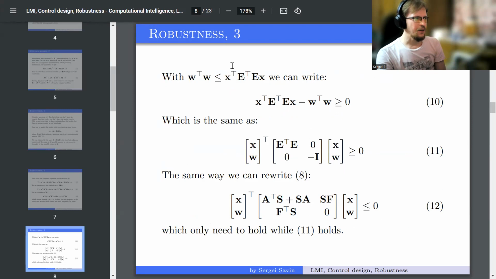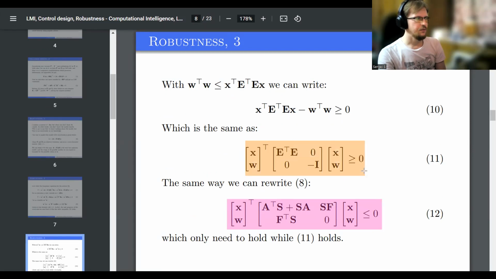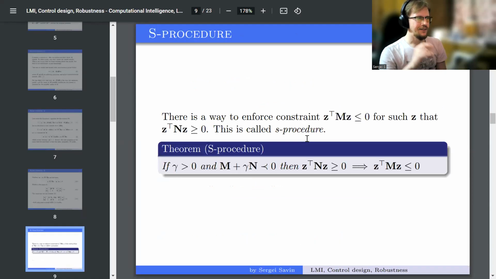Now, somehow we need to find a way to make sure that this holds as long as this holds. How to do it? Well, there's a magic tool. When I say magic, I mean it's just math, but it is so fascinating. It's absolutely non-intuitive. The process is called the S-procedure.